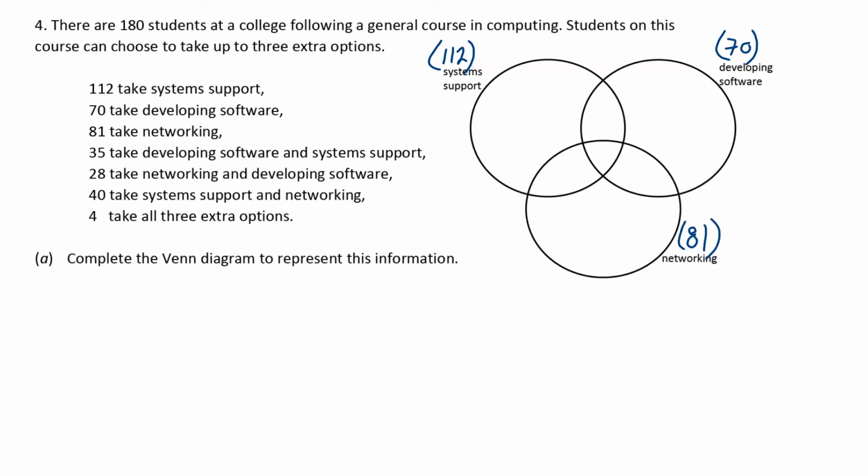The next thing I look for is whether there are any directly in the center. So are there some that take all 3 options? When I look through the description, I can see here it says 4 take all 3 extra options. So I can go ahead and I can put that 4 right in the center. Next, I see that it says 35 take developing software and system support.